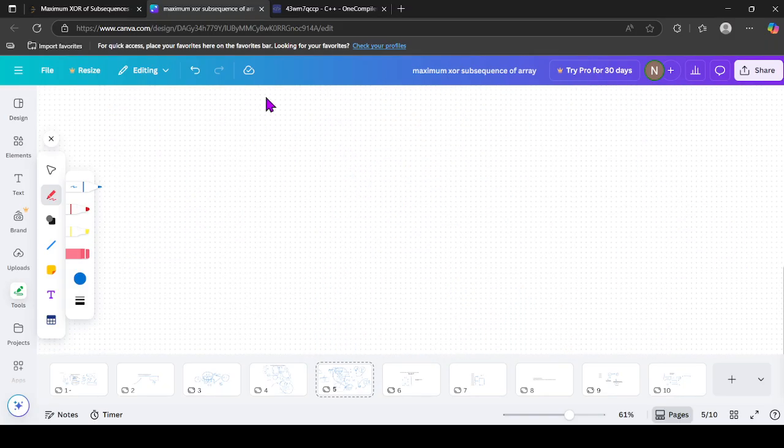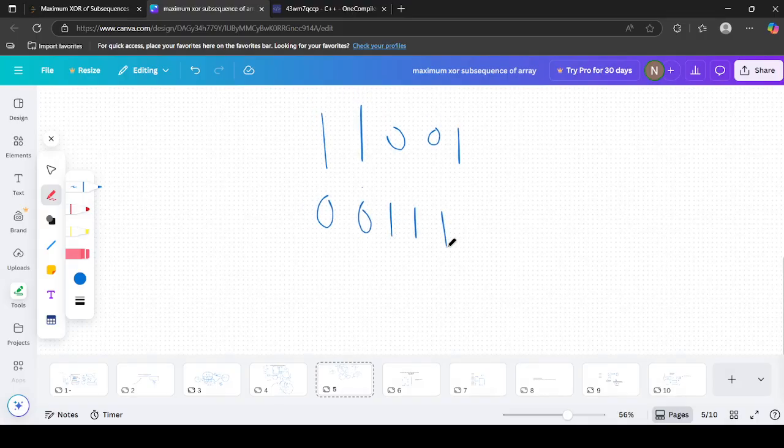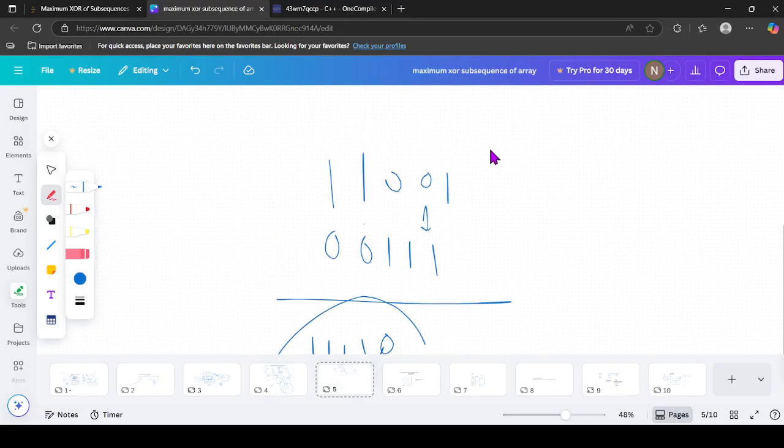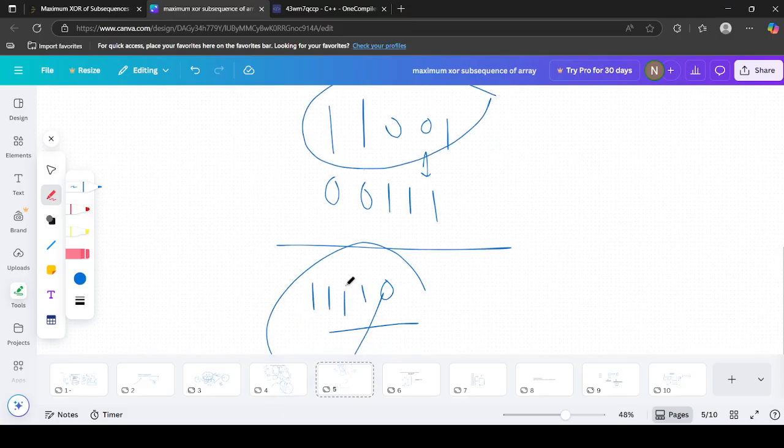So let's say we have the number 11001 for now, and the next number we have is 00111. Is there a use of using this? If we use it, what will the answer be? It will be 11110. Is this better than 11001? It is obviously better. Why? Because we have a set bit here that we didn't have before. So this is surely better.